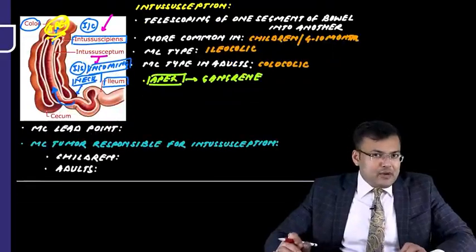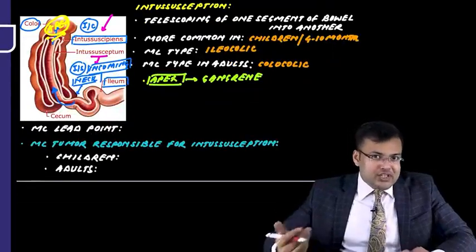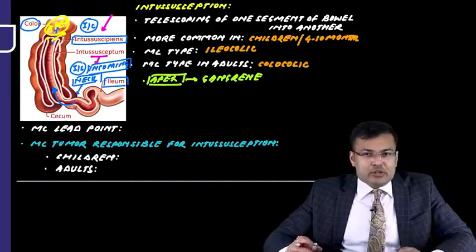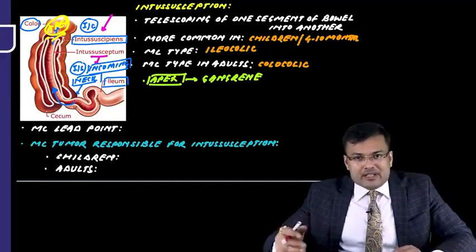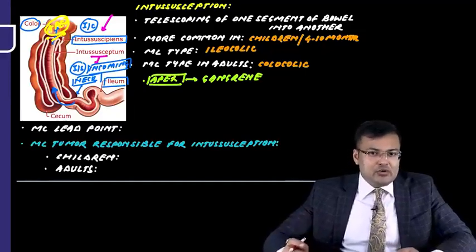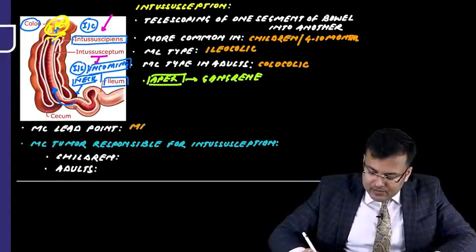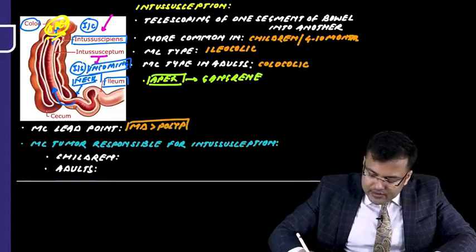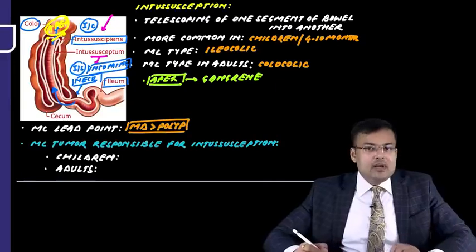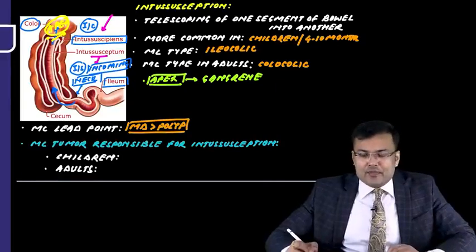There are some anatomical abnormalities which are going to initiate the intussusception, and that is known as what? Lead point. The lead point is the leader which initiates the intussusception. And what is the most common lead point? This is Meckel's diverticulum, followed by polyp. It's a question.